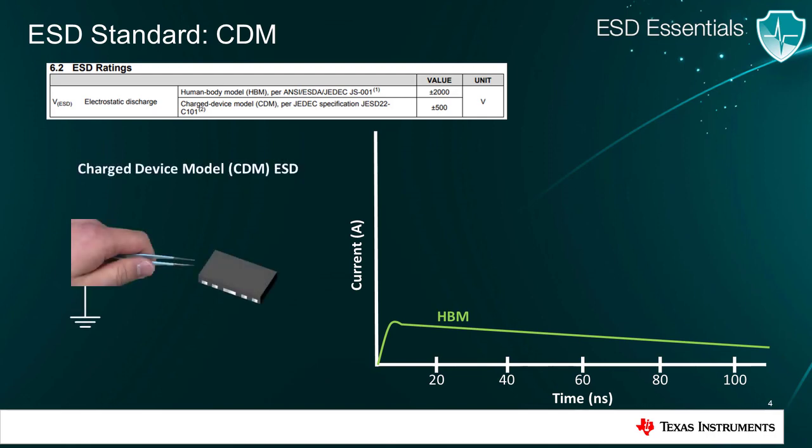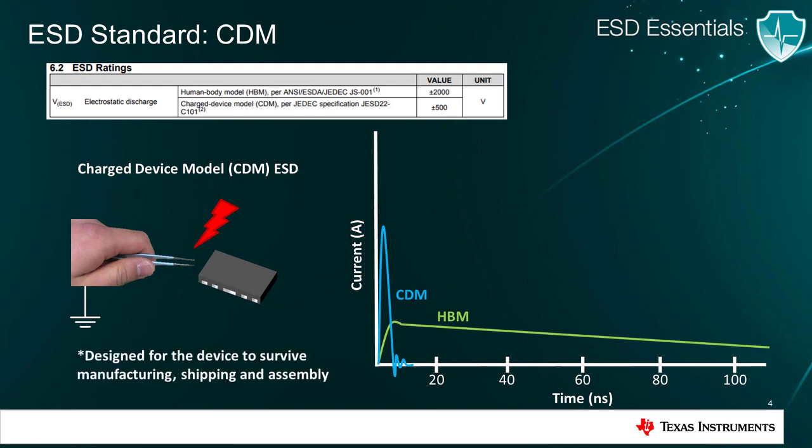The second standard is the charged device model, or CDM, that simulates ESD being discharged from a charged device through a grounded material. The corresponding CDM waveform is characterized by a short sub-20 nanosecond pulse that has a relatively high current peak. Like HBM, CDM is only designed to measure the robustness of the device for the manufacturing, shipping, and assembly process.